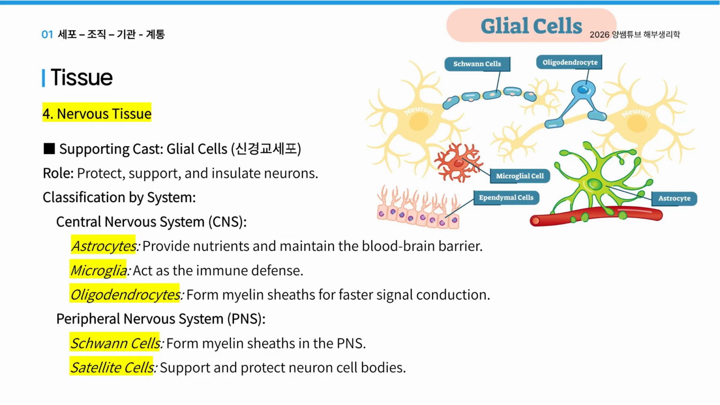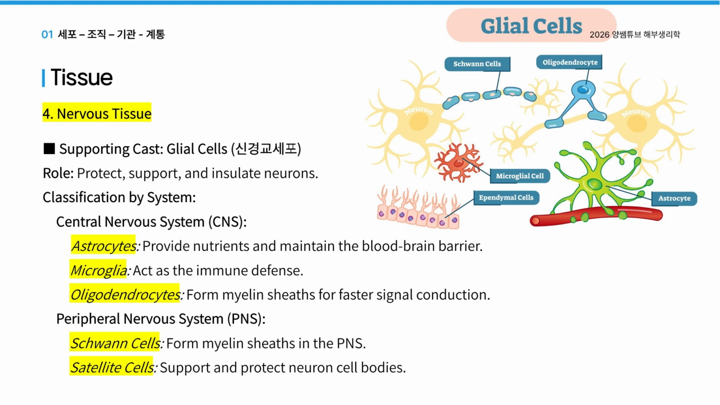1. Central nervous system, CNS. Astrocytes. These are the star-shaped cells you see in green. They are the supply managers, providing nutrients and maintaining the crucial blood-brain barrier. Microglia. These small orange cells act as the immune defense, patrolling for any invaders or debris. Oligodendrocytes. These are vital for speed. They form myelin sheaths, which act like electrical insulation to ensure faster signal conduction.